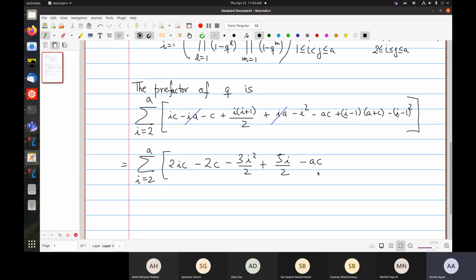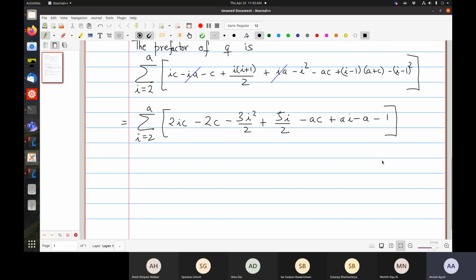So what remains is the A factors. So then plus AI minus A, right? And then there's this constant term here, which is minus 1. Okay, so now let me sum. So let us look at the constant term. So I have minus 2C minus AC minus A minus 1. So this is minus AC plus 2C plus A plus 1.